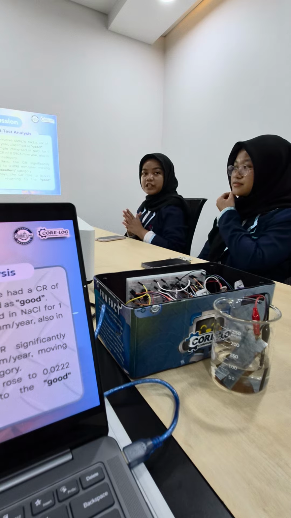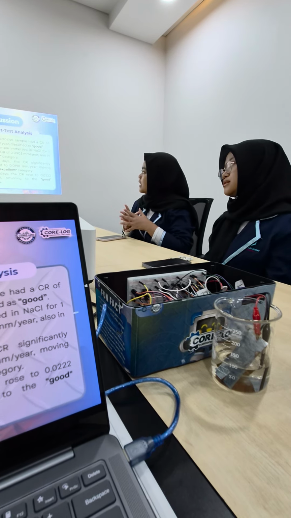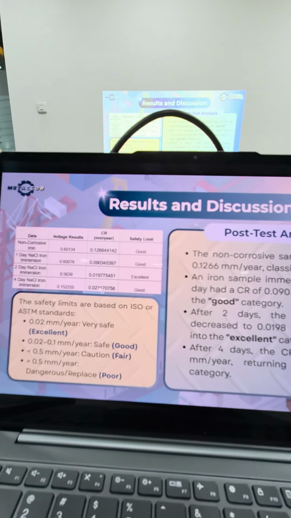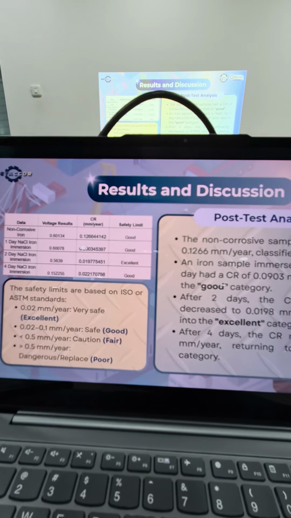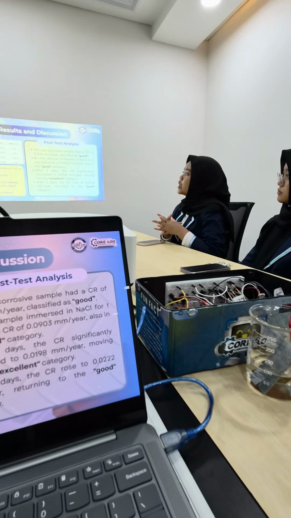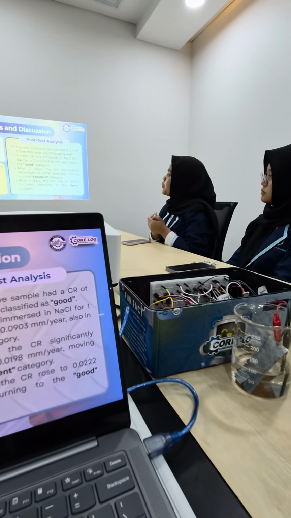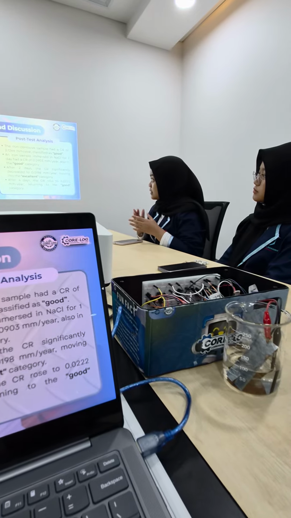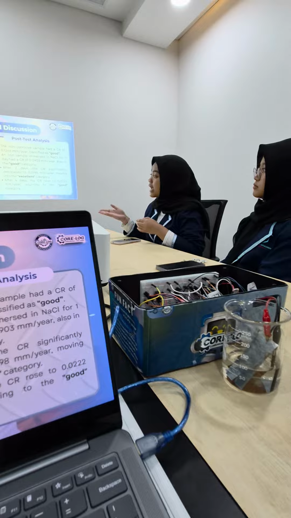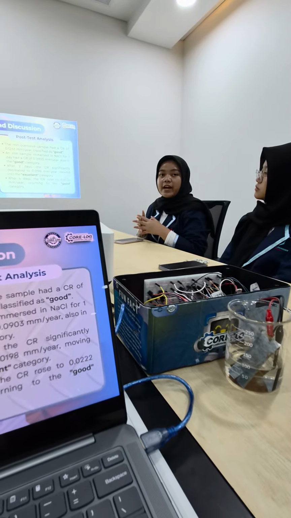And for the last result and discussion, we test post-test analysis from corrosion rate based on safety limits from ISO or ASTM standards. If we see from the first data for non-corrosive iron, the corrosion rate is 0.1266, which, based on the safety limits of ISO or ASTM standards, is classified as good.